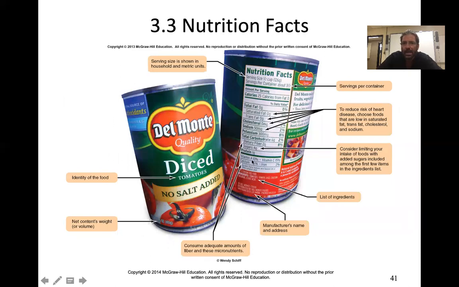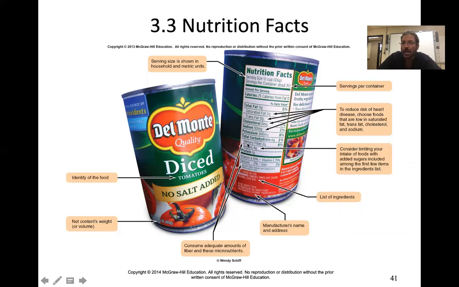So if I were to ask you guys on a test or whatever, name something that isn't on the food label, just say manufacturer's name and address. So where was it manufactured? List of ingredients. All right, remember, the order of it tells you the concentration of it.